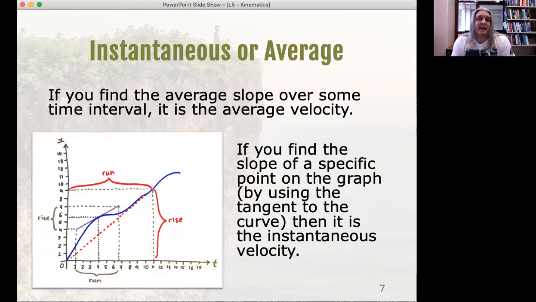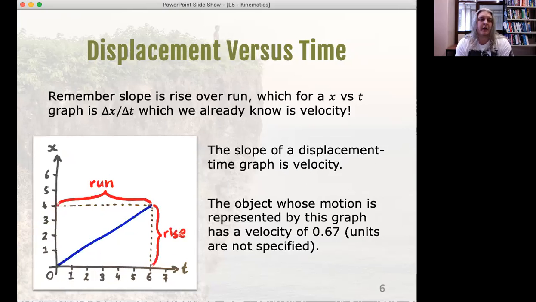We talked about instantaneous and average previously. Instantaneous is the velocity at a specific point, and that means the slope of the line at that specific point. If the line isn't moving, I'll just go back a slide for a moment. If the line isn't moving like that, then the instantaneous velocity and the average velocity are the same. Right? The velocity of this object is not changing at all the whole time. It's 0.67 all the way from time 0 up to time 6 units. It just does not change. So instantaneous and average are the same everywhere.